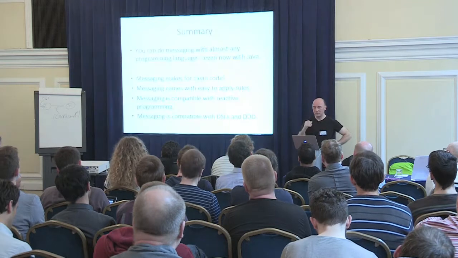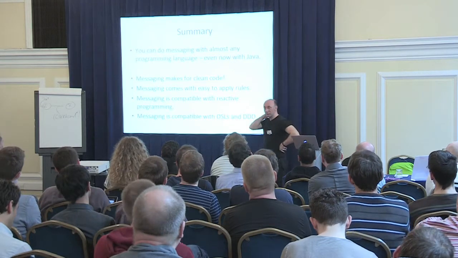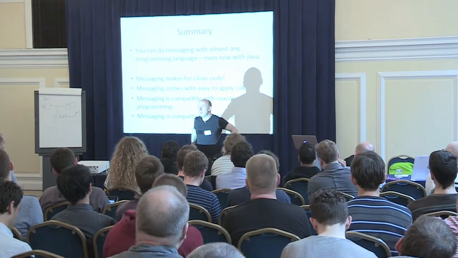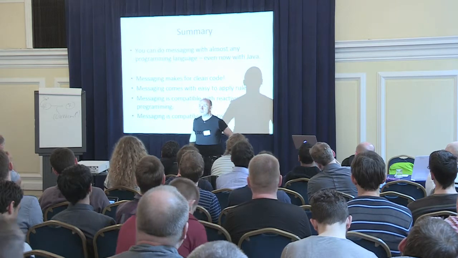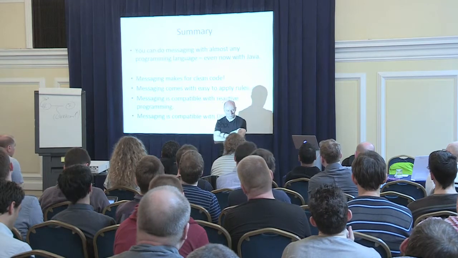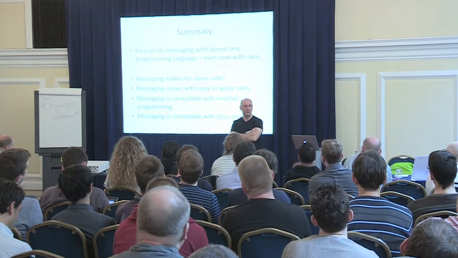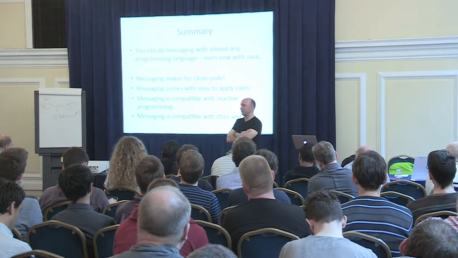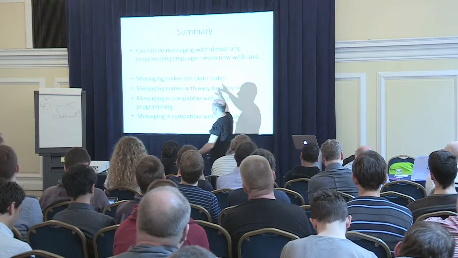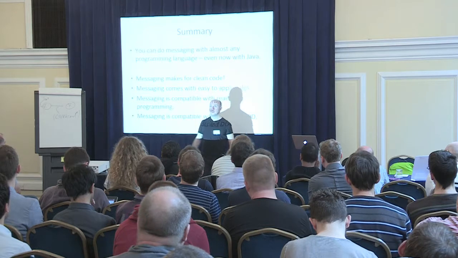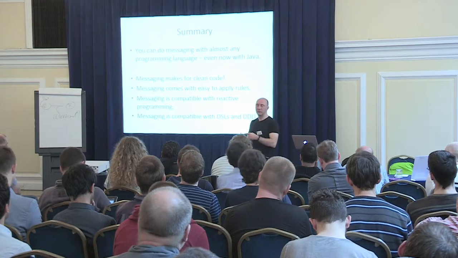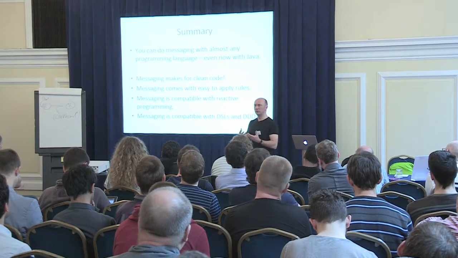To me, that means, in summary, you can do messaging, at least the way I define it, with almost any language. And nowadays, with Java 8, it's also pretty easy to do it with Java. Before that, it was more difficult than with other languages. You can do it with JavaScript and Ruby and Scala and whatnot. And now with Java 8, that's great. And messaging makes for clean code. I hope you agree with me here. What I showed you, the refactored code, refactored to messaging functions and messaging classes, was easy to read.